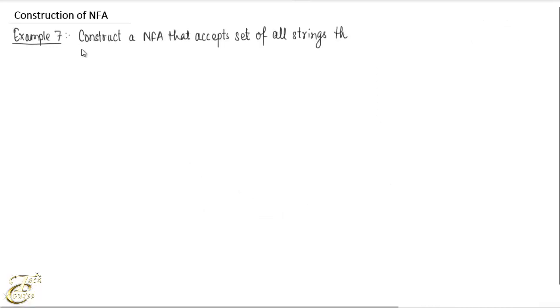Example 7. Construct an NFA that accepts the set of all strings that contain 0, 1 or 1, 0 as a substring, where the alphabet sigma equals 0, 1.